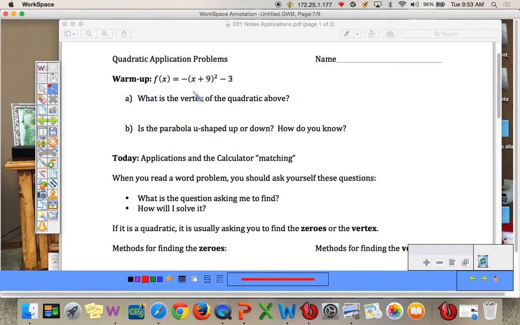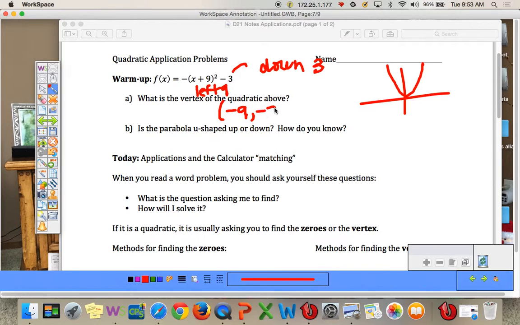This is plus 9, which means it moves right, or not right, left 9. And the minus 3 means it moves down 3. So think about taking the parent function, which is at 0, 0, and shifting it left 9, down 3. The vertex would be negative 9, negative 3.